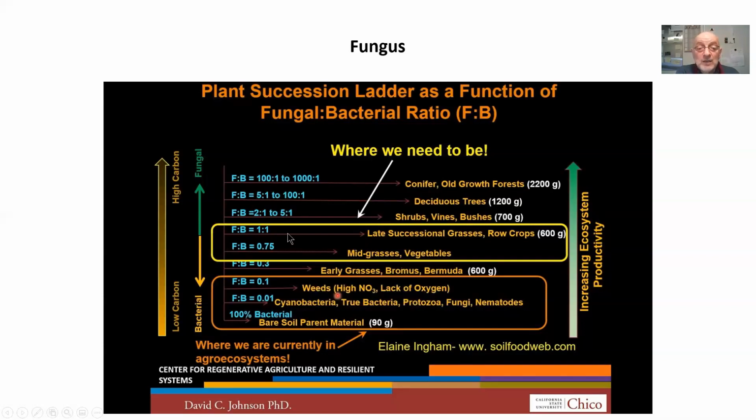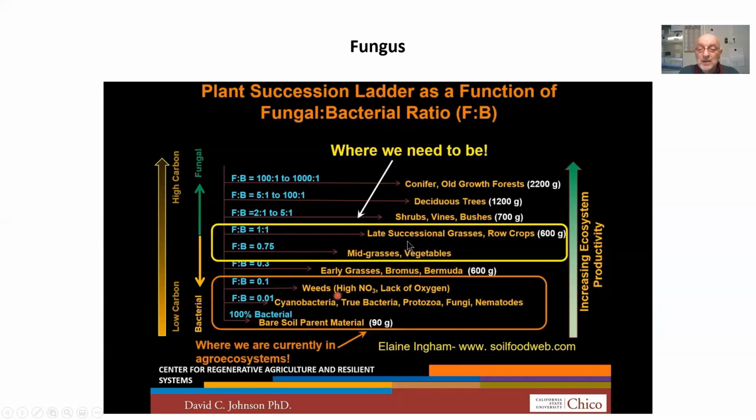If we can move it from here with the F:B to 1 to 1, or to 1 to 0.5, move it up here, we get a whole different situation. Here we have a 90 gram production. Here we have a 600 gram production. This is increasing ecosystem productivity. And over here, low carbon, high carbon. So this is what it's all about. We want to get up here.